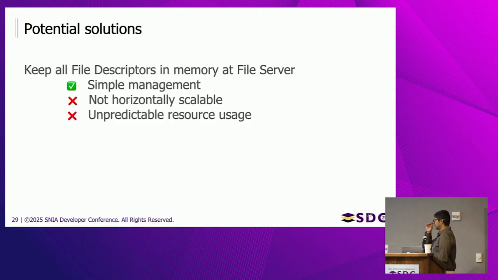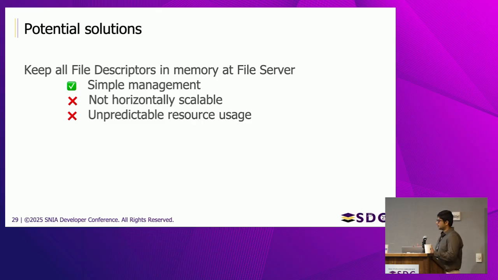So let's look over the potential solutions. One of the potential solutions would be to keep all your file descriptors in memory at the file server layer. And that would mean that you would have complete knowledge of what file descriptors are active, and what your clients are using and what your clients aren't. And this is great because it's simple, it's easy to understand. But obviously, one of the key tenets of our file system is horizontal scalability, and this isn't horizontally scalable.